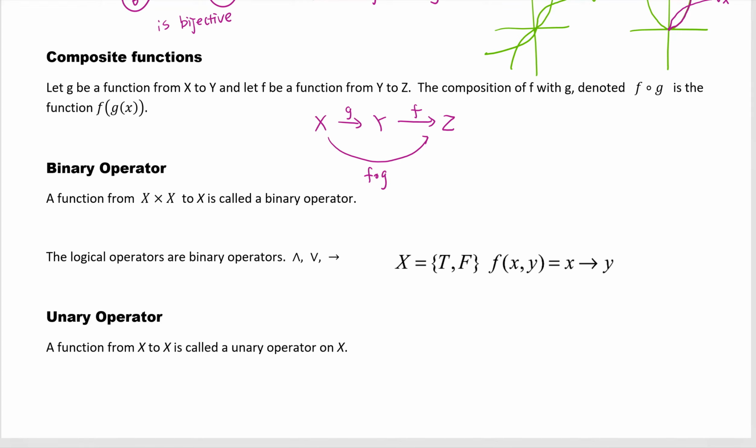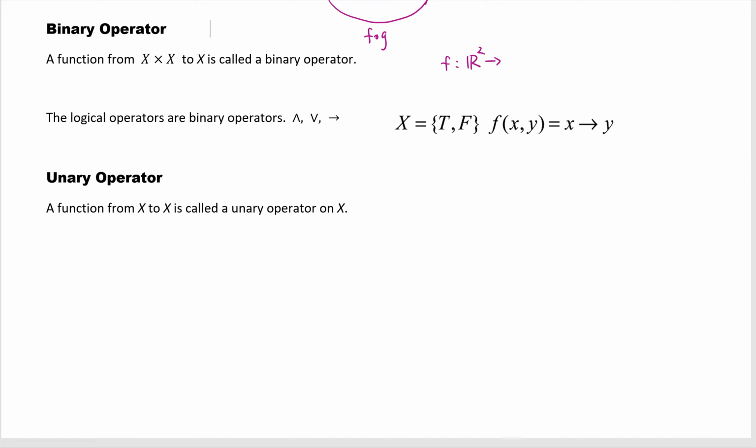Next, binary operators. A function from X cross X to X is called a binary operator. For example, we can define f from R squared to R by f of x, y equals x plus y. This is a binary operator. Another example: the logical operators are binary operators.